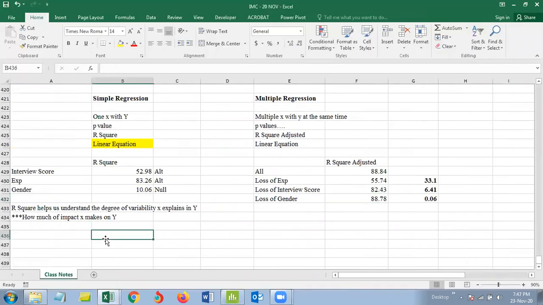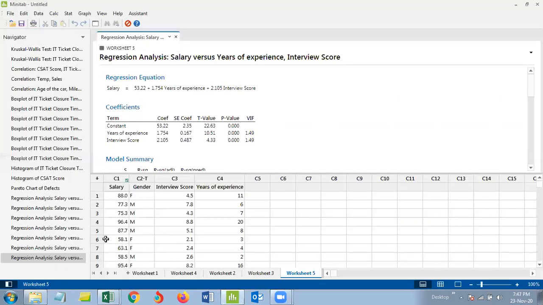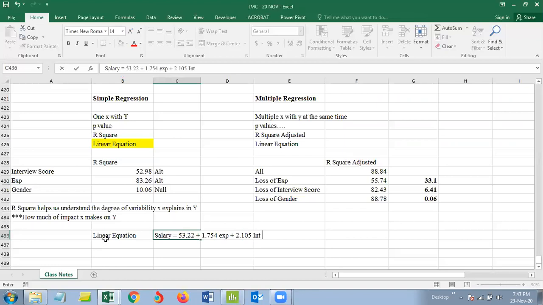Now, when we talk about the linear equation, multiple regression, we get salary here. Salary is equal to 53.22 plus 1.754 times experience plus 2.105 times interview score. Now, this basically works on the equation of y is equal to c plus mx. That's the basic core function behind this, which is the linear equation.